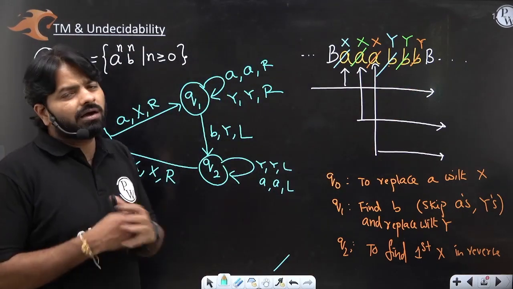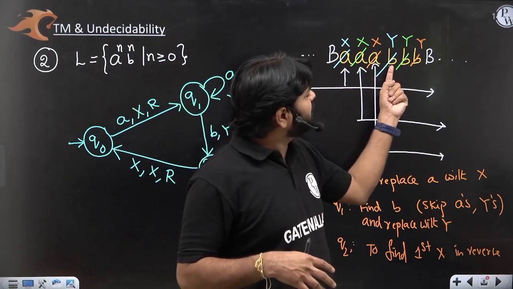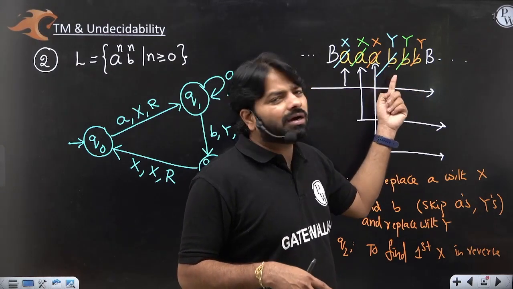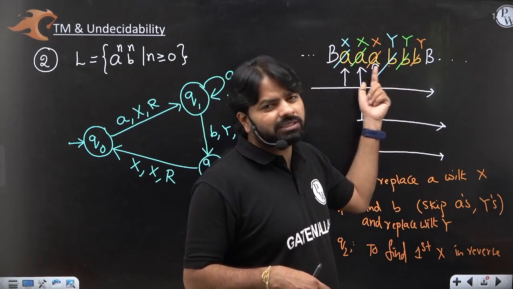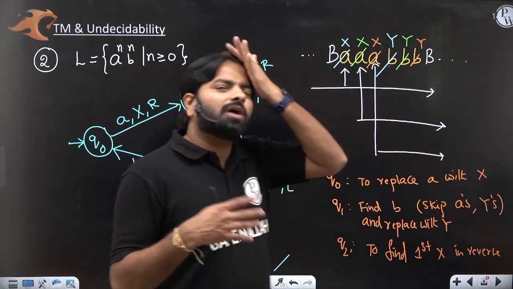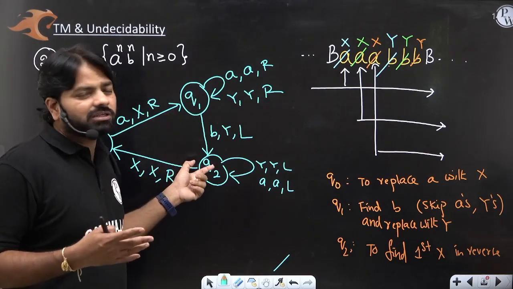So when should the machine halt at the final state? Q2 doesn't know whether A's are there or not. So if Q0 is pointing to Y instead of A, because the A's are over, that means you should be aware that all the A's have been written with X. That's why you reached the first Y.